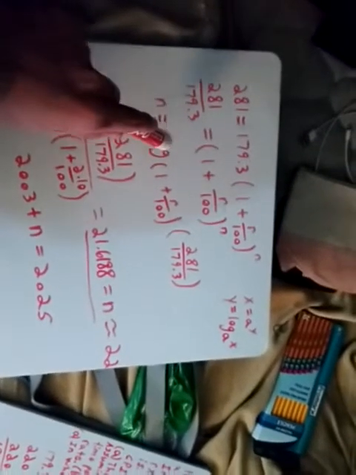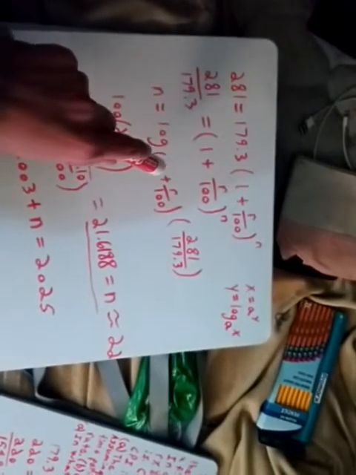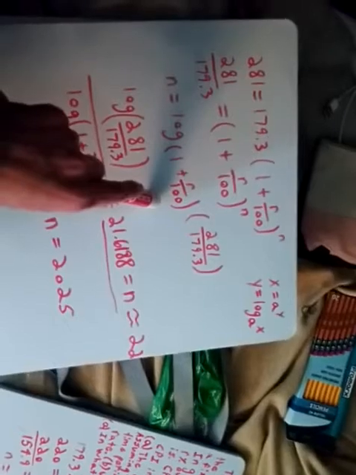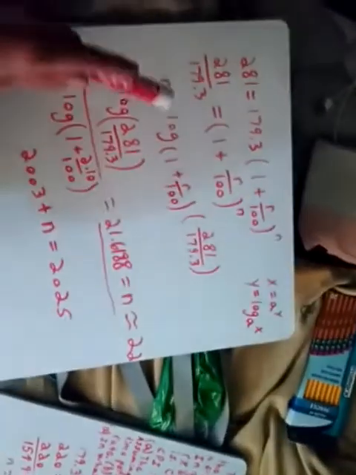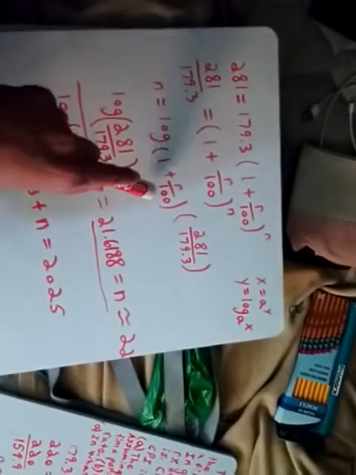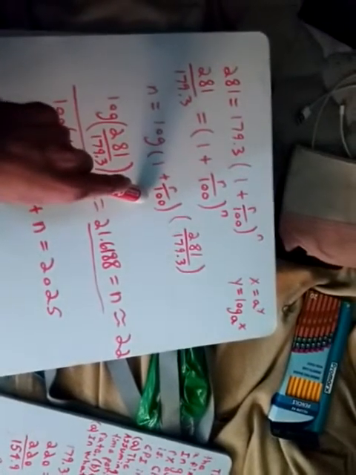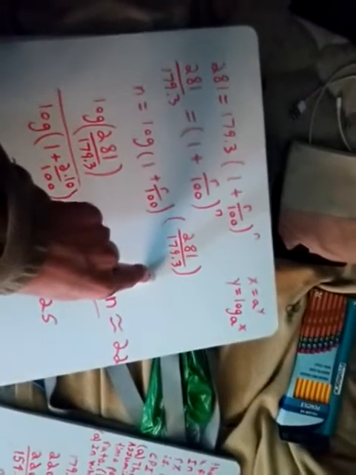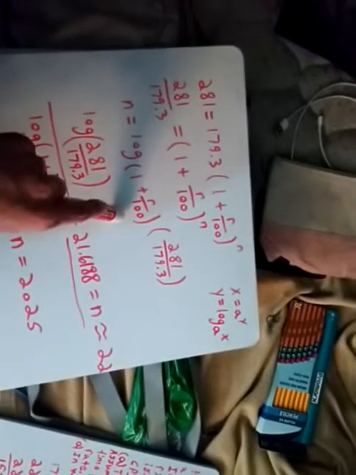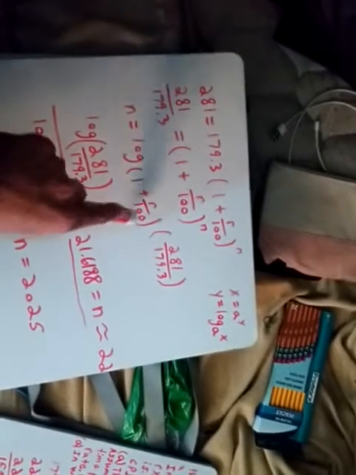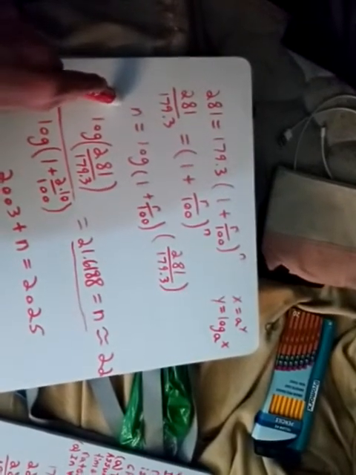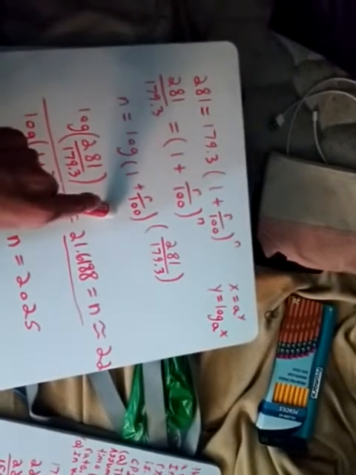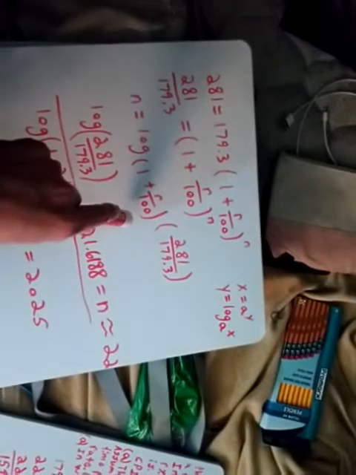So n equals log base (1 plus r over 100). This is the base a here, y is the exponent, and this value on the right is the x. Now I'm trying to figure out what power n I have to raise the base to in order to get to x, the new value here. And to do that, I'm going to have to use the change of base formula.